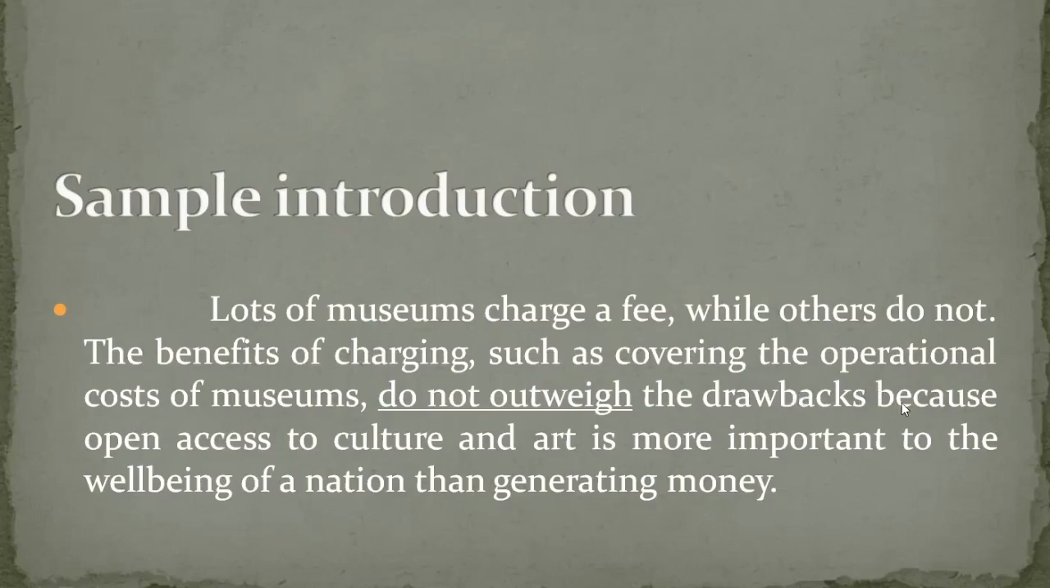And from the word because, you have the outline sentence. You can join them together. Please be careful. You don't have to write two separate sentences, one for the opinion and one for the outline. You can join them together. When you join using the word because, you create a complex sentence because, as we said before, because is a subordinator, subordinators create complex sentences. Because open access to culture and art is more important to the well-being of a nation than generating money.